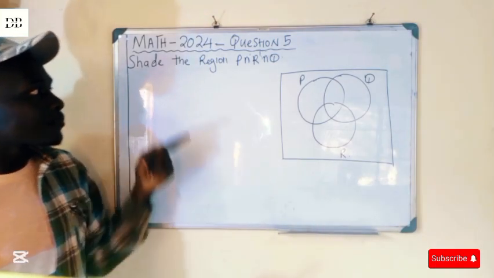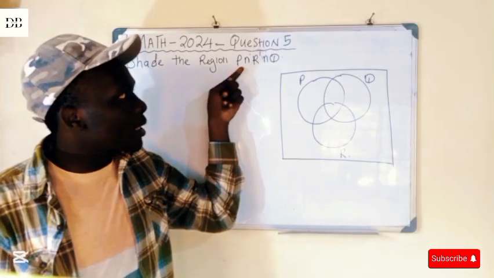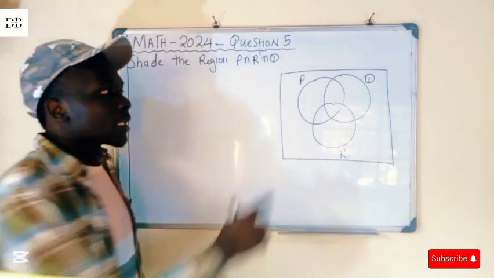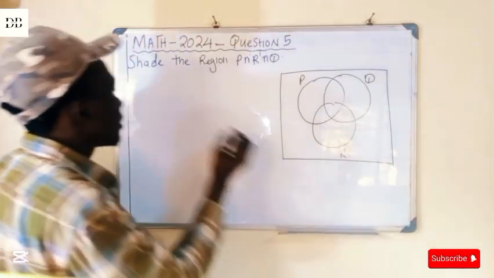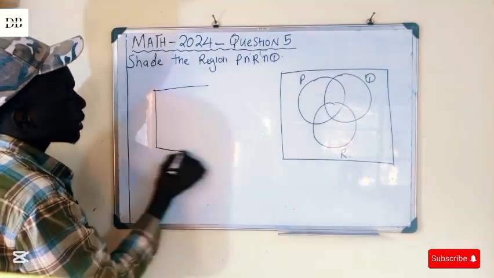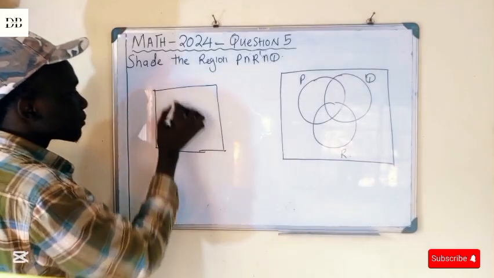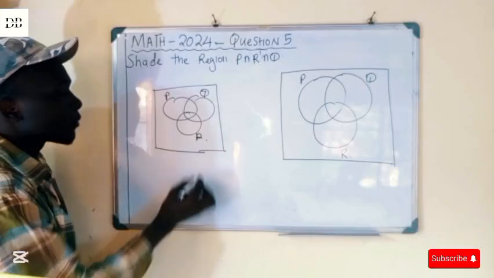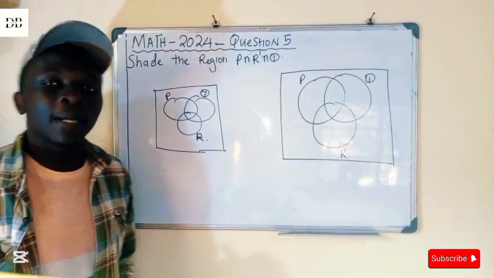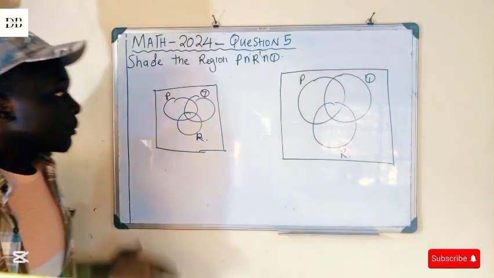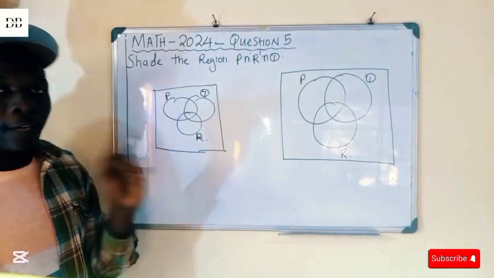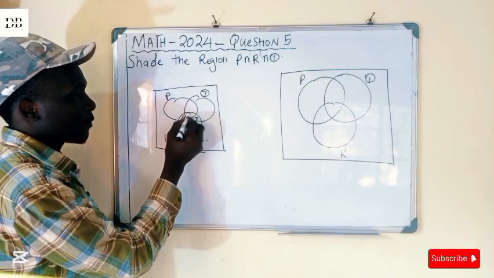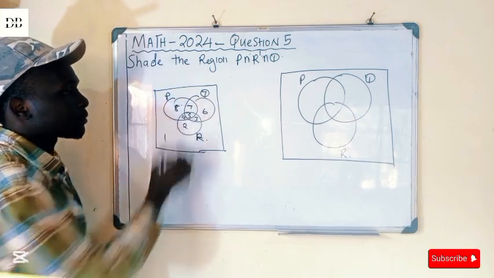So let us begin. If you want to shade this P intersection R complement intersection Q, what you begin with is to write another sketch of this. So we'll draw up this again, and then we'll assign random numbers. These numbers can be of your choice, but all you have to know is that in each part you have to have a number. So this side we'll put a 1, 2, 3, 4, 5, 6, 7, 8.